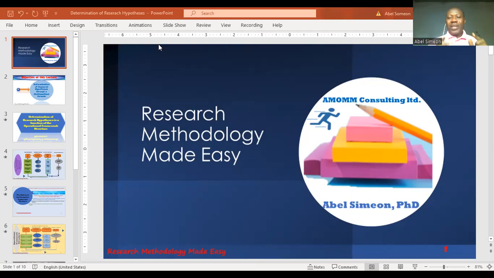Operational framework. So that you have to know today. Just sit back and you will understand that this very determination, that is determining your research hypothesis, is easy. It's easy, very simple.